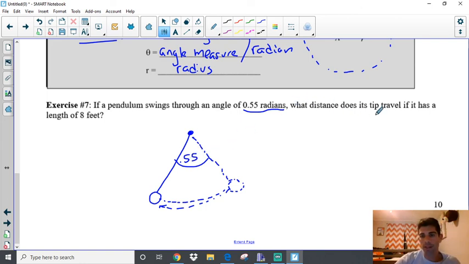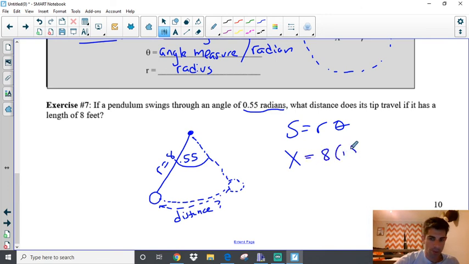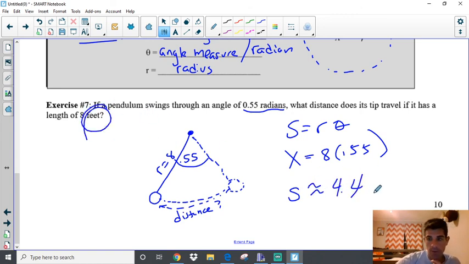And they want to know what is the distance that its tip travels if it has a length of 8 feet, right? So that tells me that the radius is 8 feet, and it wants to know, well, what is this distance here? So they're asking me for the arc length. S equals r theta. S equals 8 times 0.55, and that is going to be approximately 4.4 feet. All right, so there is your work with angle measure.